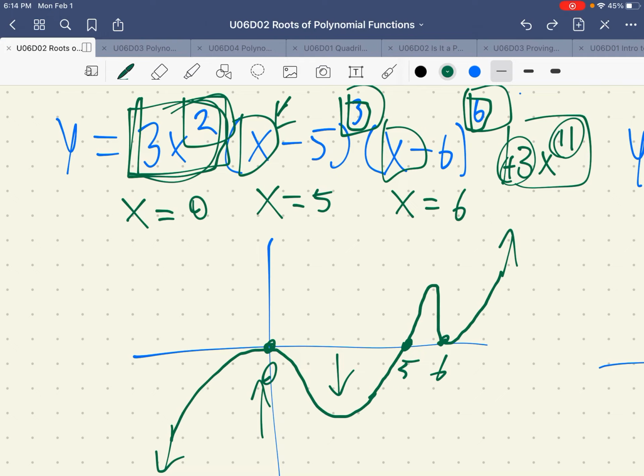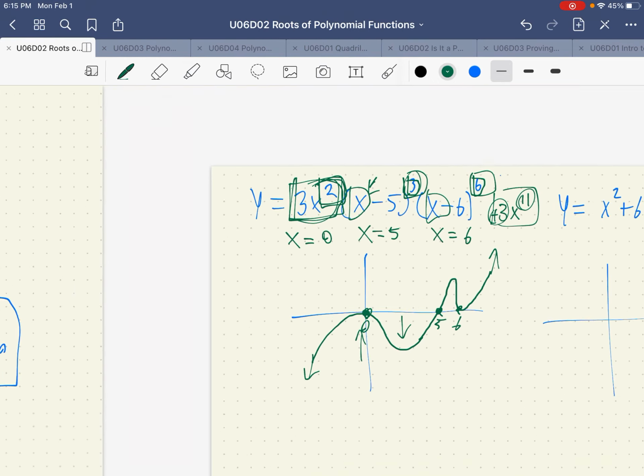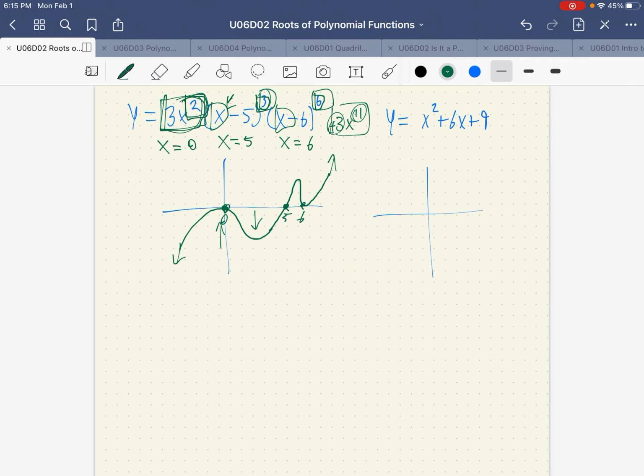But the important point of today's lesson is that when you have an even multiplicity, the graph will only touch the x-axis at that x-intercept, whereas if it has an odd multiplicity, it will pass through. And this is, of course, when you're given polynomials that are factored.